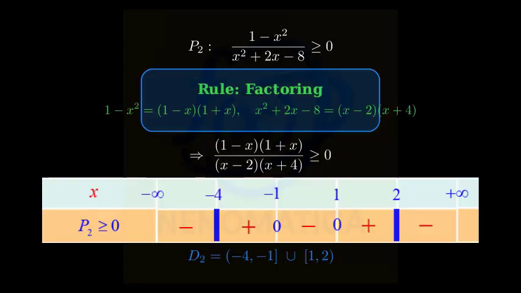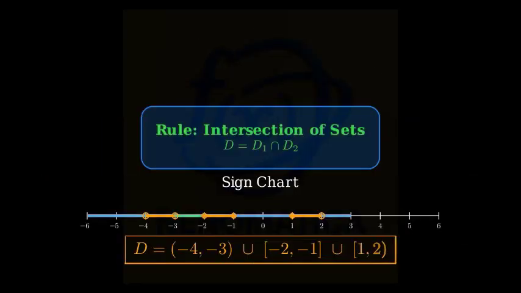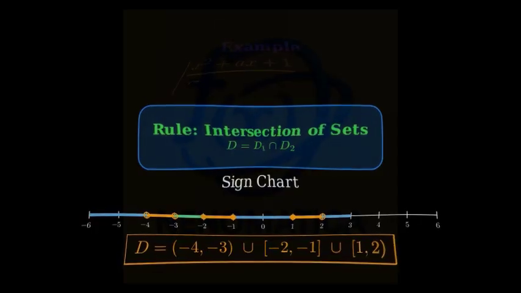Step 3. Intersect the two solution sets. Remember, the solution to the system is the overlap of the individual solutions. We overlay both results on one number line and highlight the common parts. The final answer is the union of the overlapping intervals.